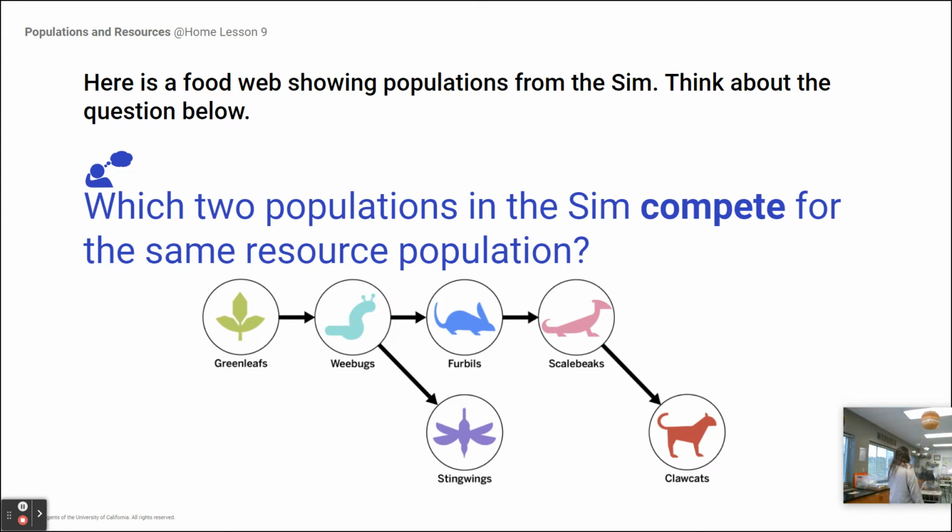Let's look up at the board. Let's not worry about computers right now. What 2 populations compete for the same resource? These are all the populations from the sim. Which 2 eat the same thing? There's only one circle that has 2 arrows leading to it. Jacob? The furbill and the stingwing. Good job. Both eat the what? Eat the wee bug. Right.